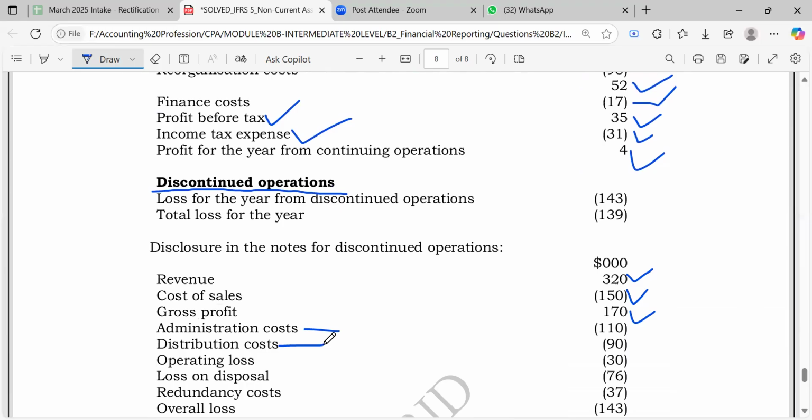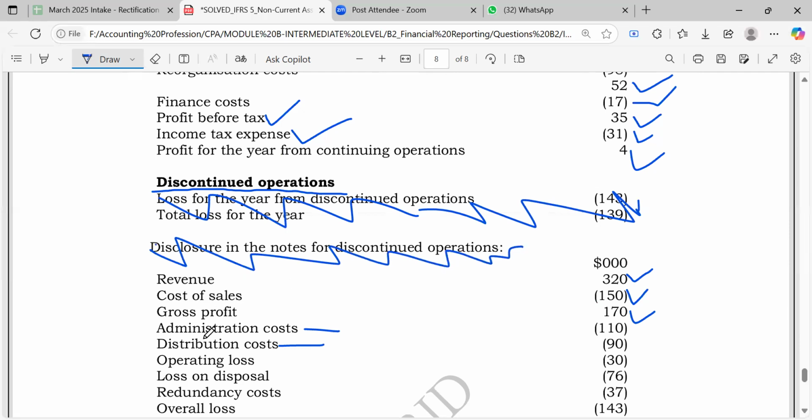Where did we remove these discontinued operations? 143 and 139. No, don't deal with this one. Just leave them. I told you that you have two choices. You either go for the line and do it in the disclosure, then you just come and put the figure here. But you could decide to do it this way. Presume that we haven't written them there. Because it is allowed, you could just put it here.